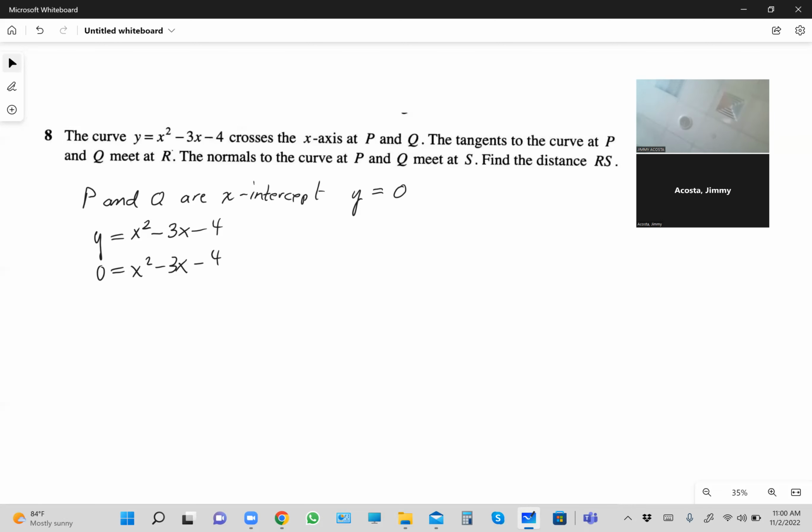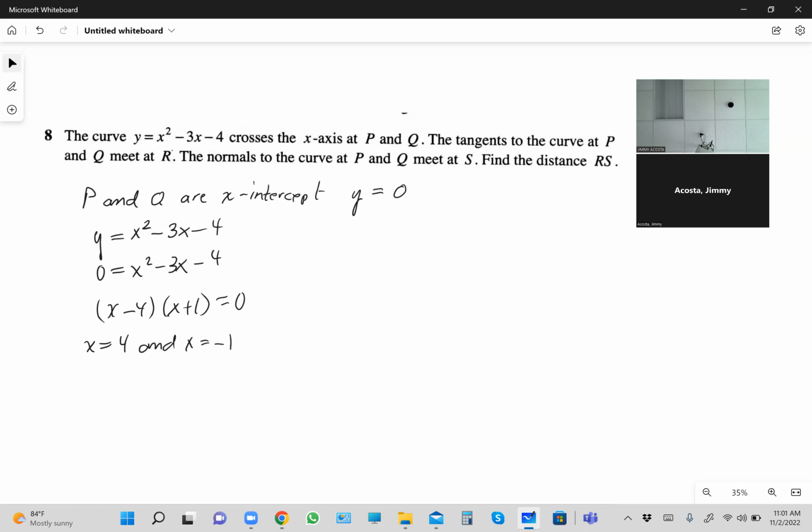So which one do you want to use? You want to use factoring? You want to use quadratic? You want to use quadratic, but can you use factoring? Yes. And you see the two answers there? x equals 4 and x equals -1.